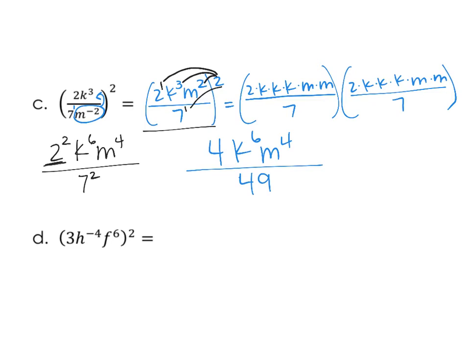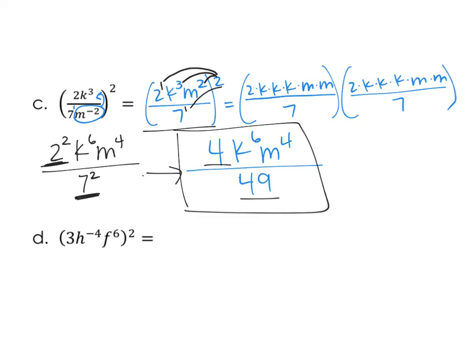Now, I see that I can evaluate 2 squared is 4, and 7 squared is 49. So I still get this same answer. Either way you find the answer is perfectly fine.